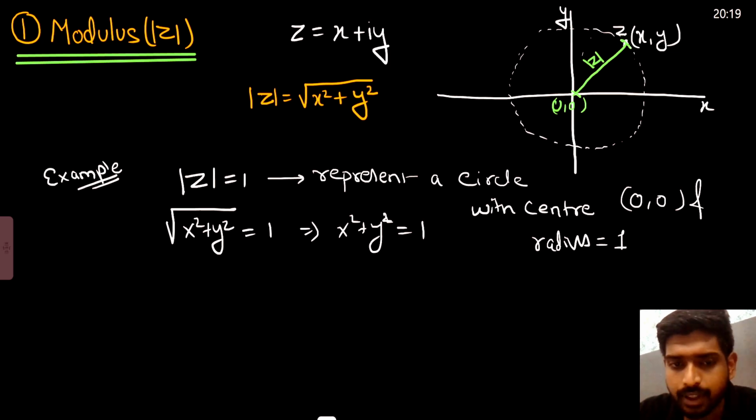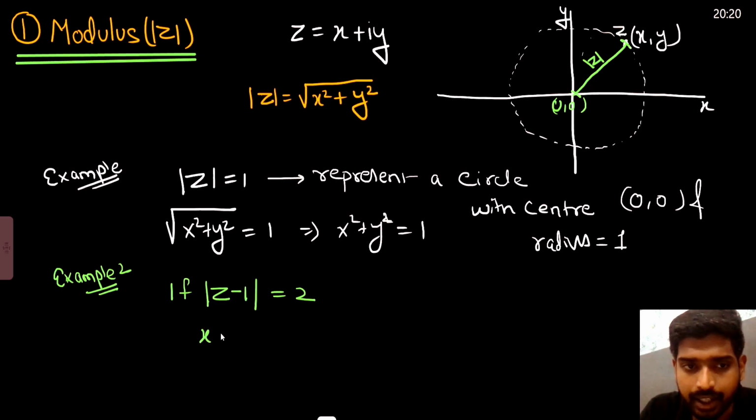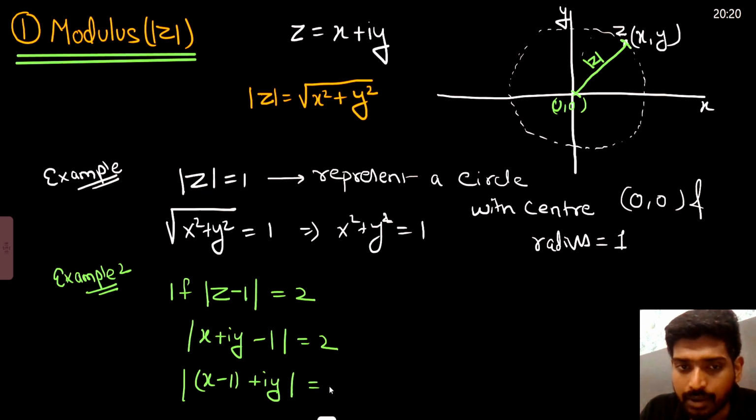Now next I'll take one more example. Example 2: they've given, suppose mod of z minus 1 is equal to 2. Got it? So here if you write the value of this complex number z as x plus iota y, right? Minus 1 is equal to 2, and this minus 1 you subtract from the real part. This we have learned in algebra of the complex numbers. So mod of x minus 1 plus iota times y is equal to 2.